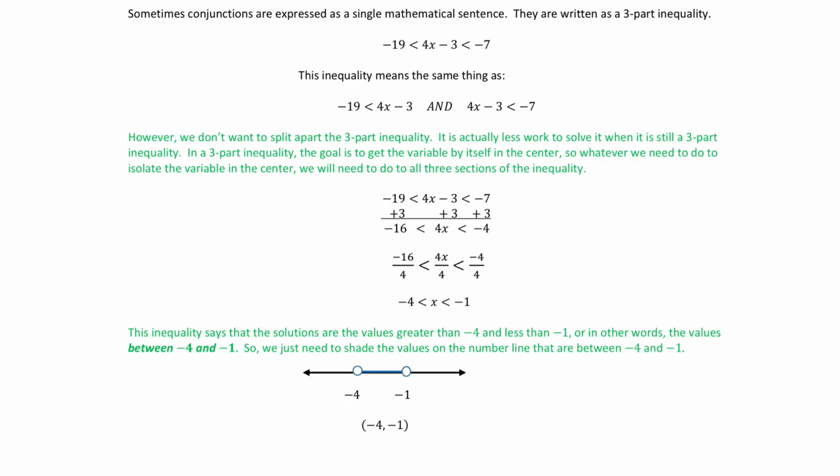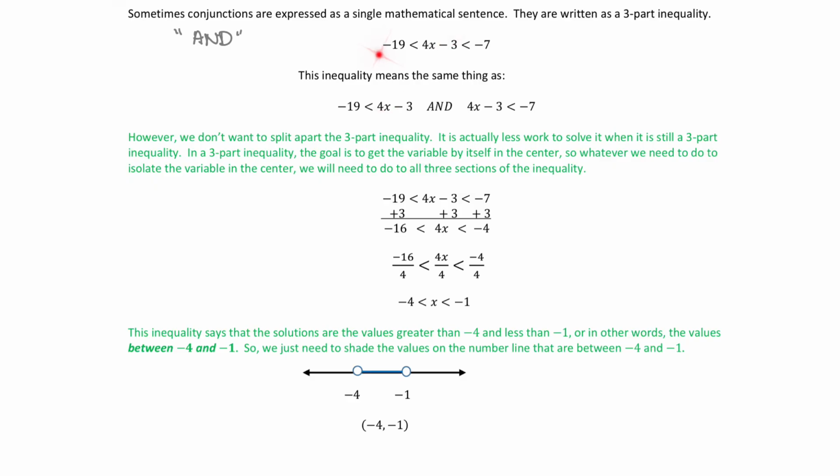Conjunctions are "and" problems and "or" problems. Only "and" problems can be written like this. If you have a three-part inequality, remember we've called them tripartites before, and we looked at them earlier in this chapter. If you have a tripartite, it is automatically an "and." If you're not comfortable doing it as a tripartite, you can separate it.